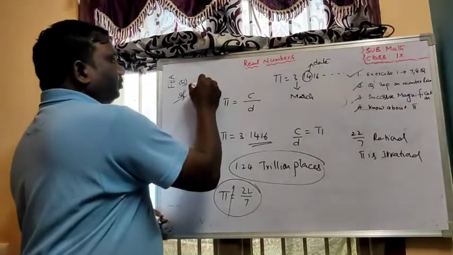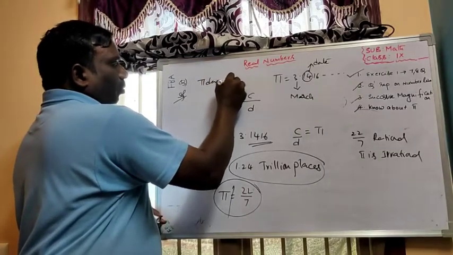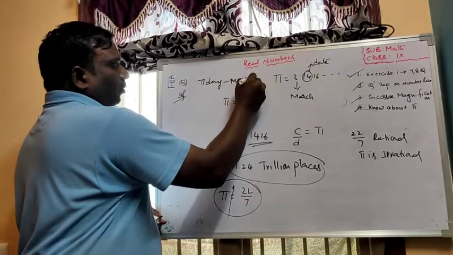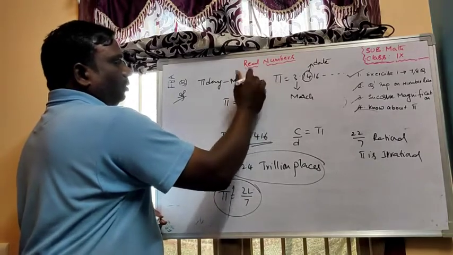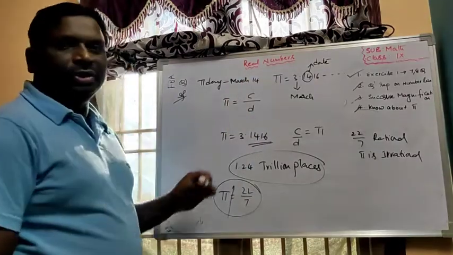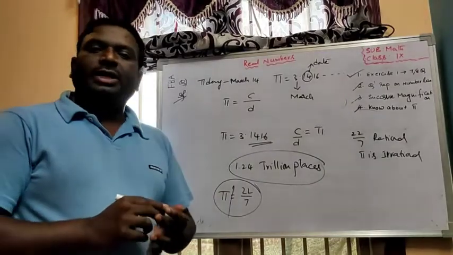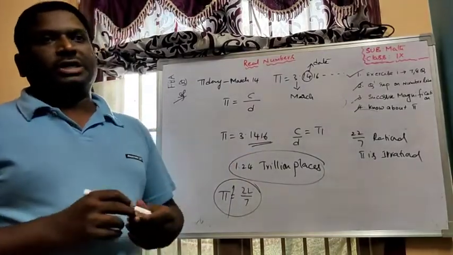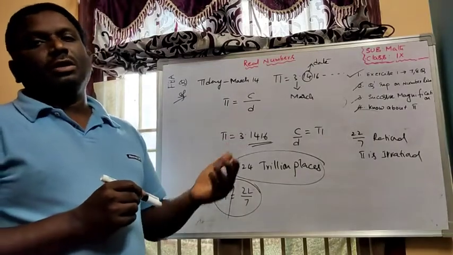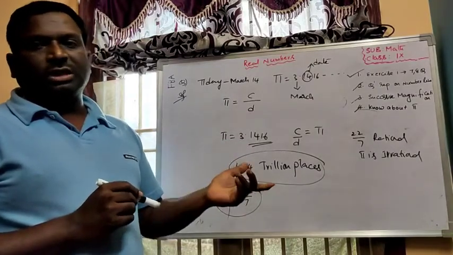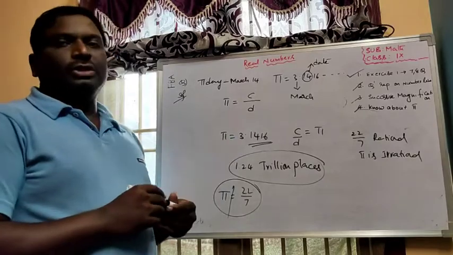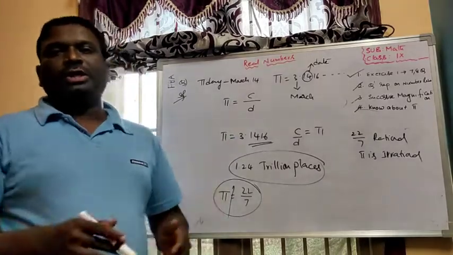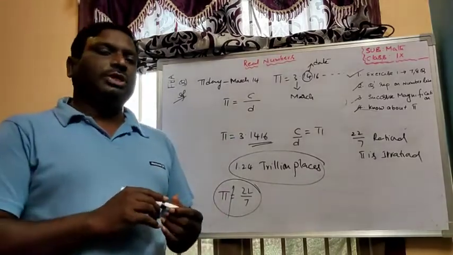Pi day is March 14th of every year. And Albert Einstein, the well-known scientist, was also born on March 14th. Already they gave all these points in your textbook. Once again, revise those points.